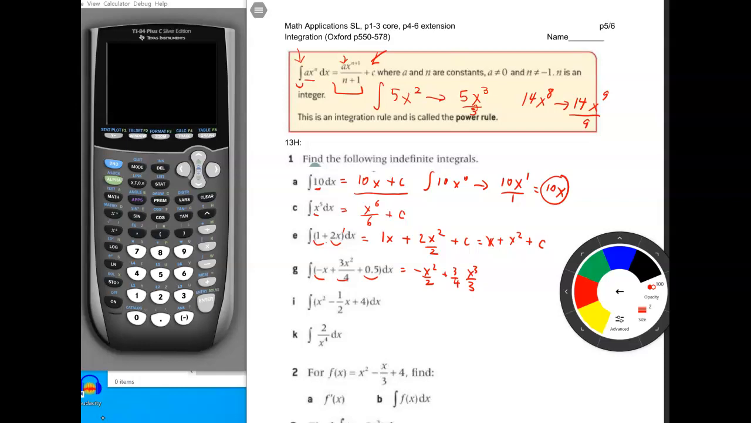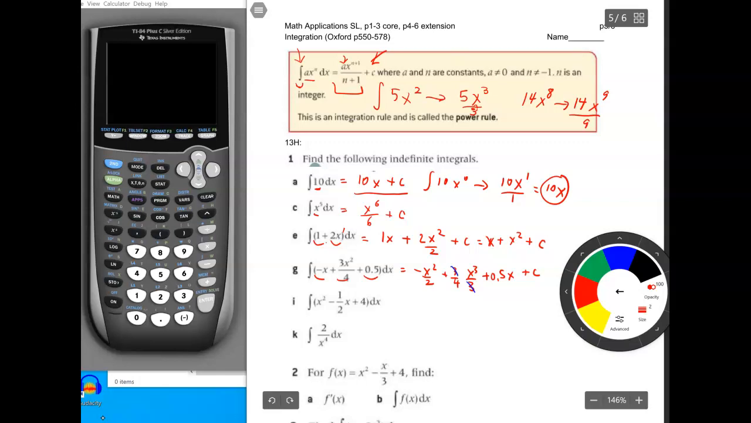And then I have plus 0.5. The integral or antiderivative of 0.5 would just be 0.5x. Whenever I have a constant like that, all I do is multiply that times x. And then, of course, plus c. Okay. Now, if I wanted to simplify this, I would just cancel out these 3's. And I think that's pretty much all I can do.